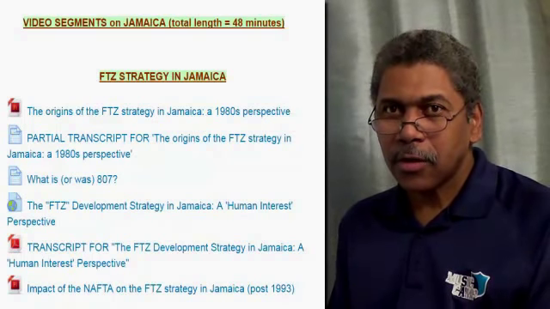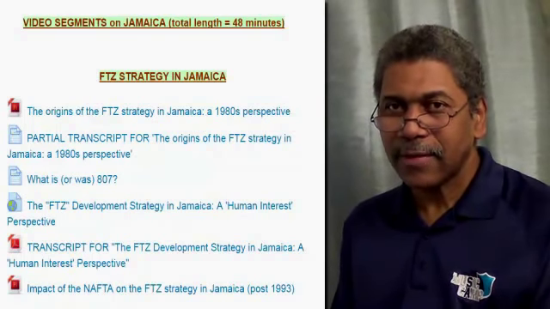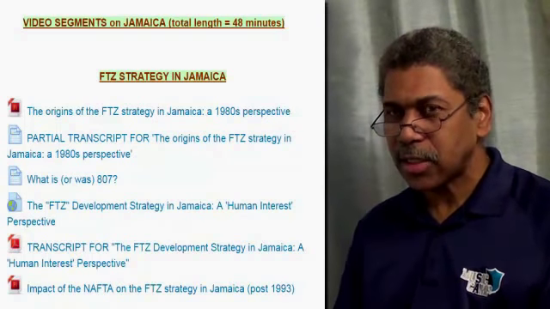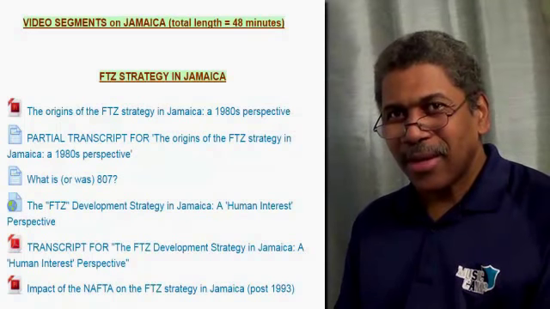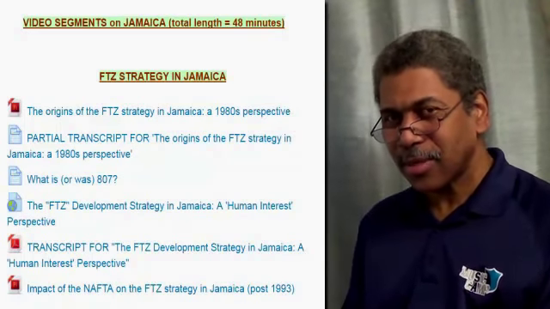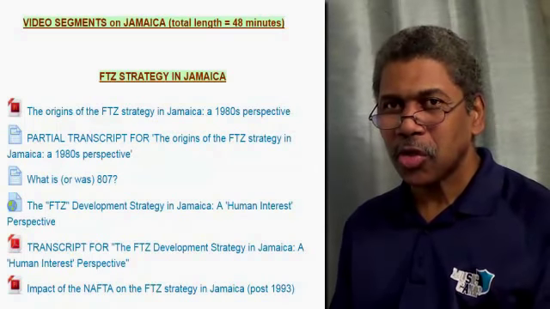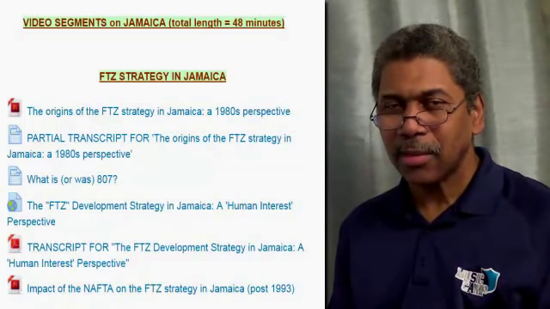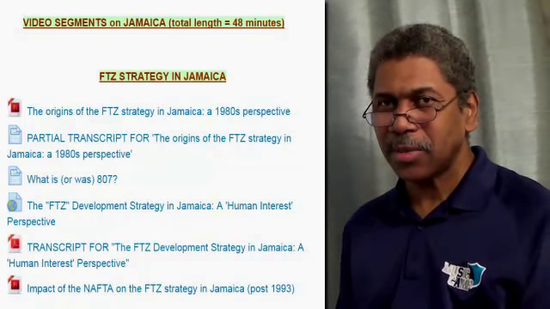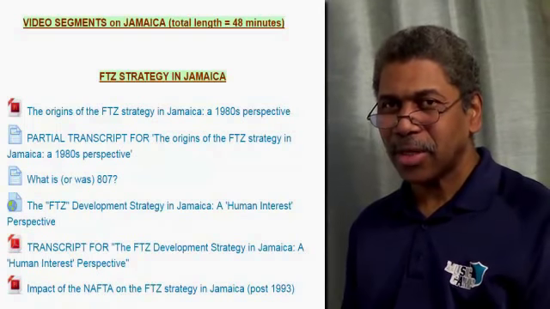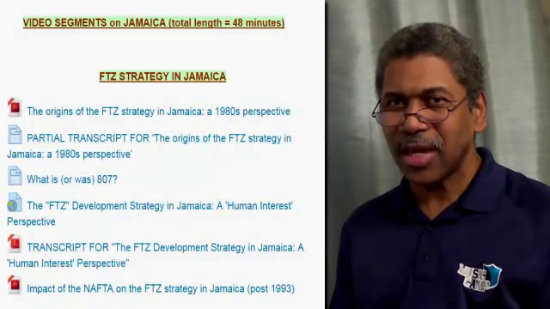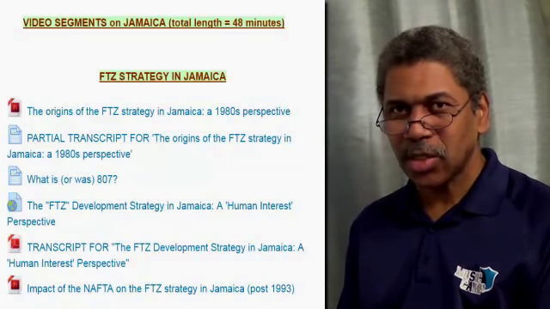Ultimately, what I need for you to do is to think of the impact of the FTZ strategy on Jamaica. I've mentioned the gender bias in the strategy. Where are the men? What are the men doing? Hortense's husband has come to America to look for a job. But if you are starting out as a more rural economy and jobs are being created, industrial jobs in the urban area, there has to be some migration.